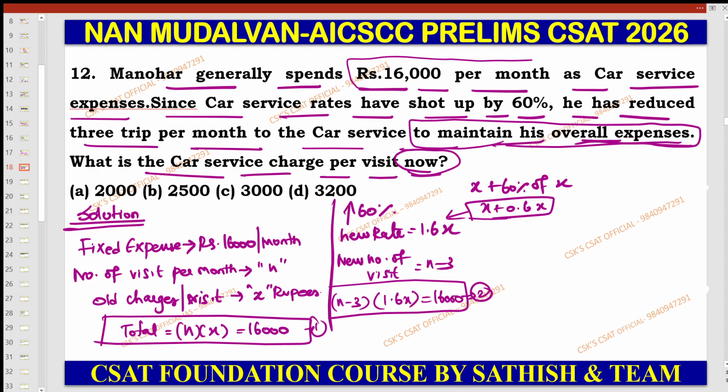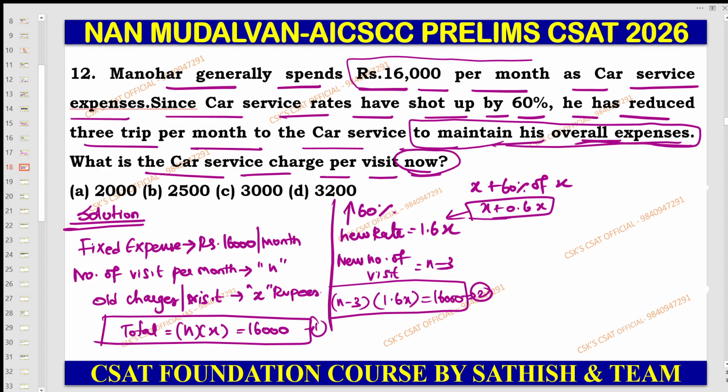Understood. Now, simply you do 2 by 1. If you do 2 by 1, what would happen here? The x gets cancelled. Then it becomes n minus 3 by n into 1.6. So here 16,000 cancels, therefore 1.